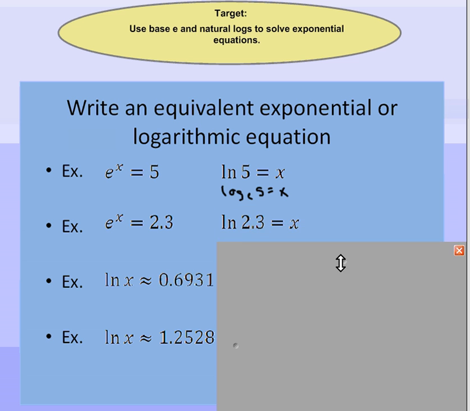We have e to the x equals 2.3, which is the natural log of 2.3 equals x. When we have a natural log, remember e is your base, so it's e to that 0.6931 power, and it equals the value of x. And our last one, e to the 1.2528 power equals the value of x.